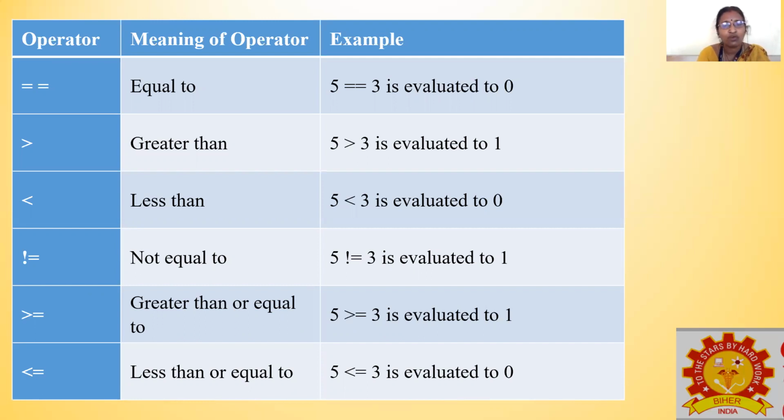Greater than or equal to: 5 greater than or equal to 3 is evaluated to 1. Here we are applying the greater than or equal to operator. It's evaluated to 1. 5 less than or equal to 3 is evaluated to 0. We are applying here the less than or equal to operator. 5 is obviously not less than 3, so this expression is evaluated to 0.